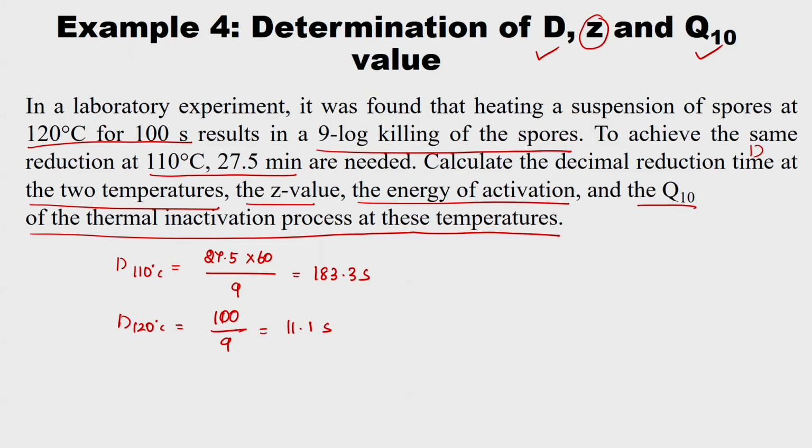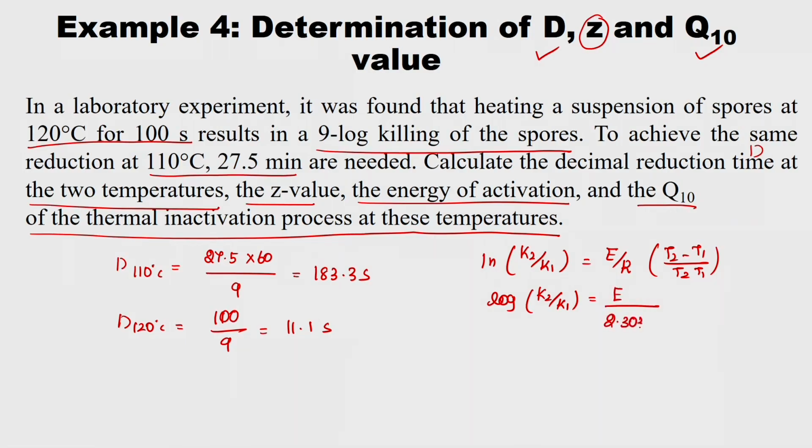So this Z value, we have to go a bit into this. What we have done is K2 upon K1, not log, it is ln, is nothing but e power E upon R, T2 minus T1 divided by T2 T1. So if I had to do it in 2.303 log, right, this is log of K2 upon K1, which is nothing but E upon 2.303 R, into T2 minus T1 divided by T2 T1.